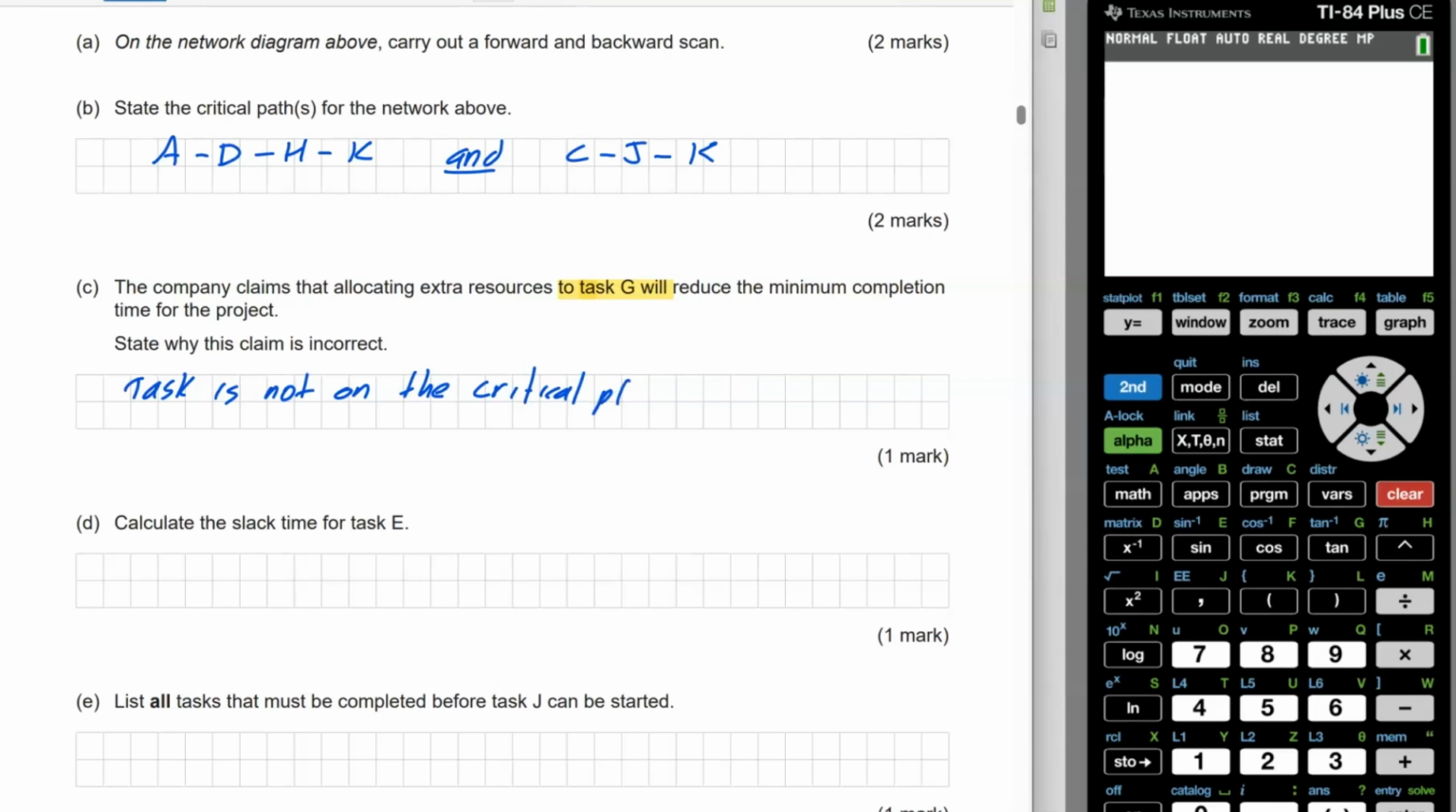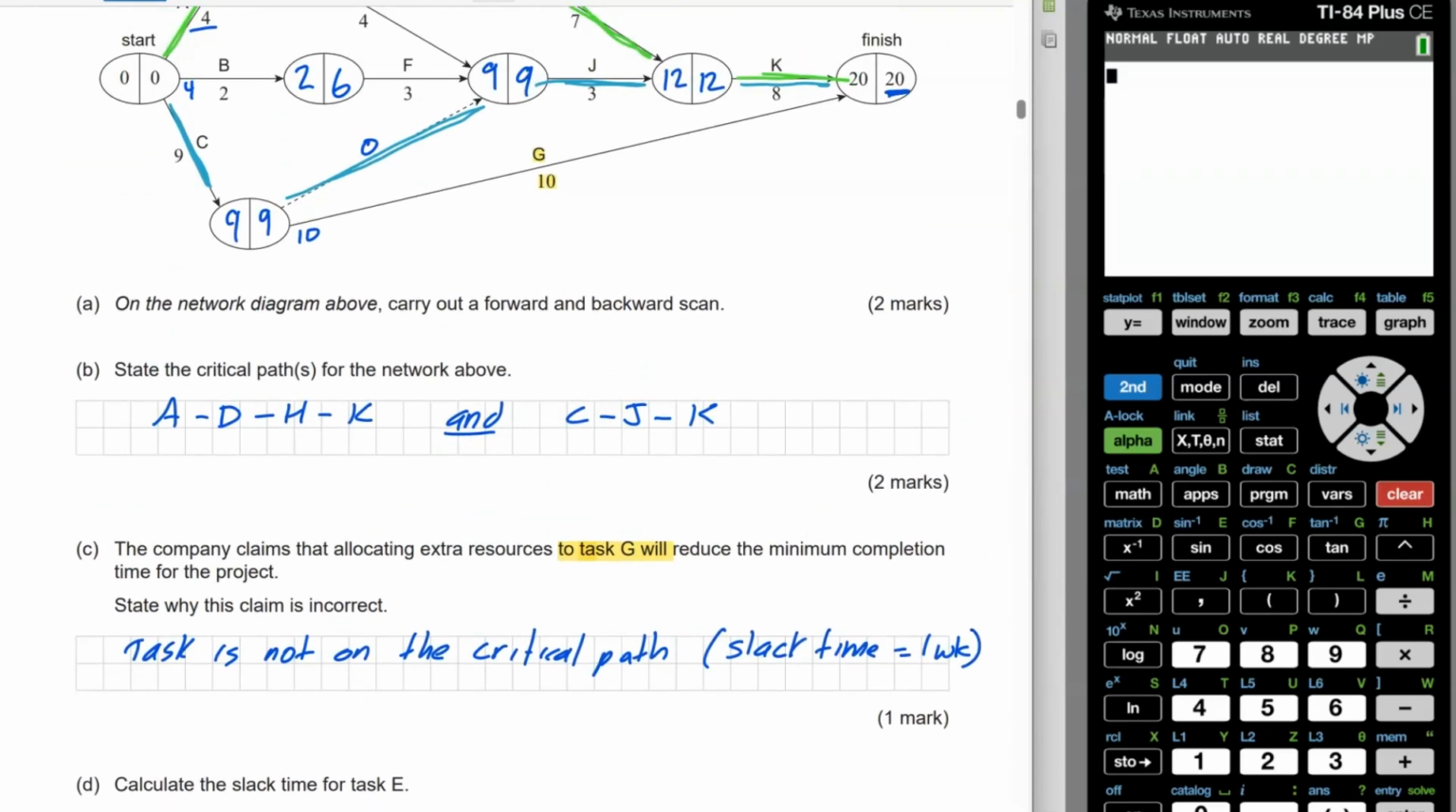Let me just spell that right. Critical path, it has a slack time equal to 1 week. And I say 1 week because we can see here we've got the 10 and the 9.